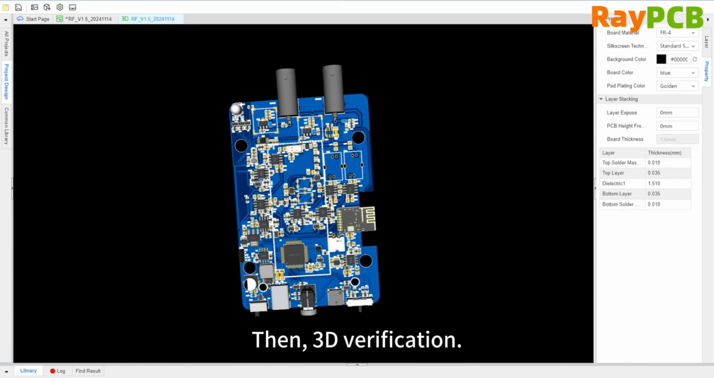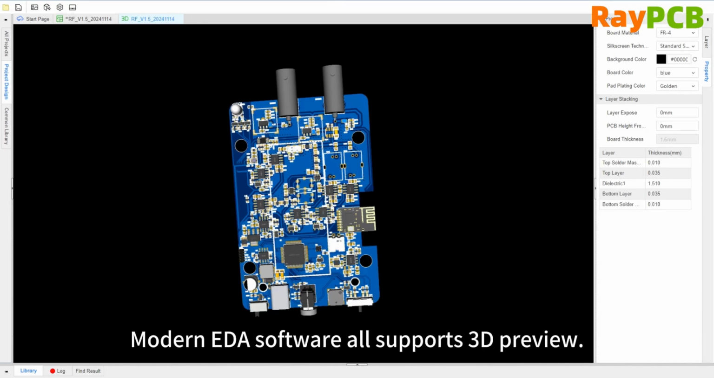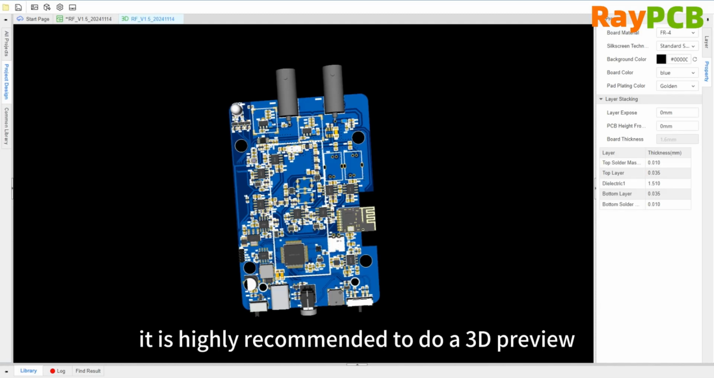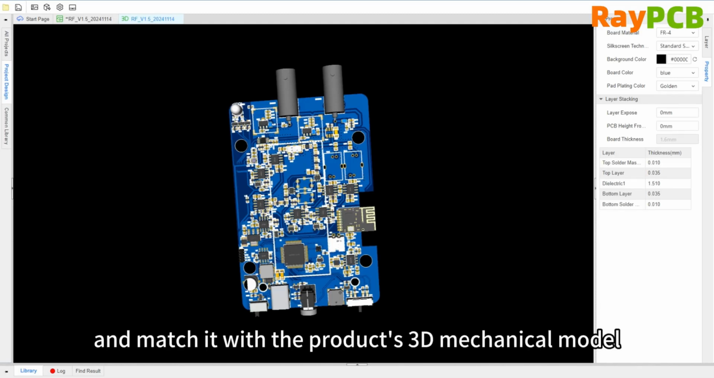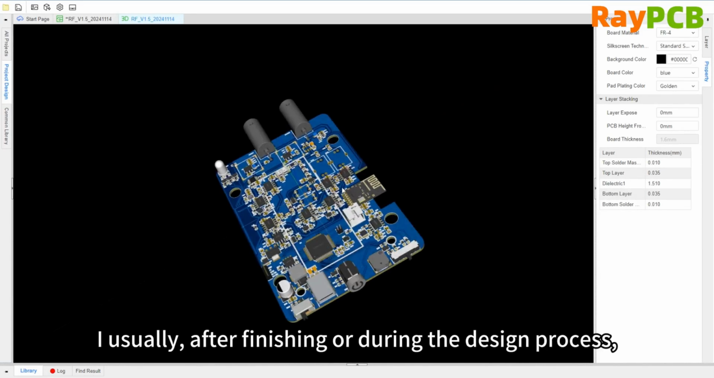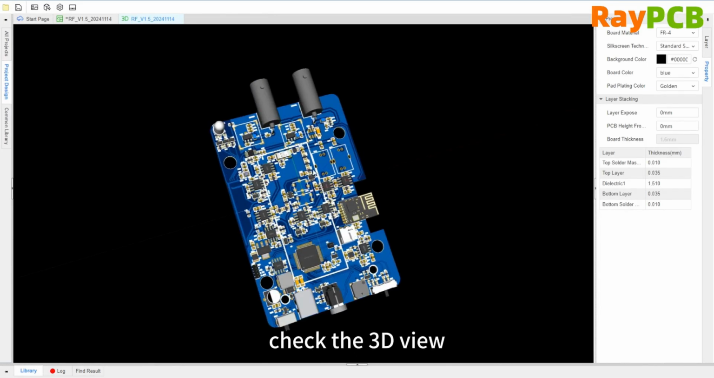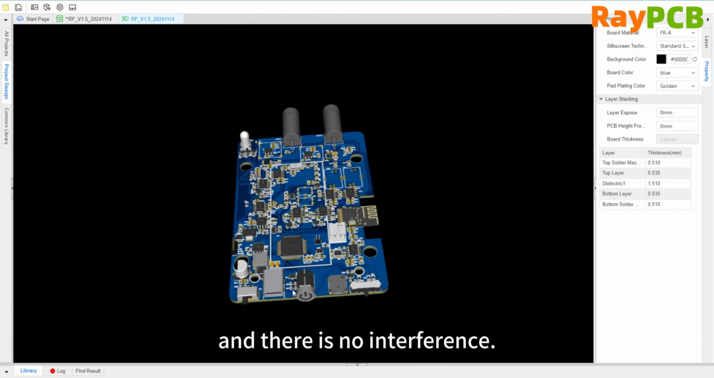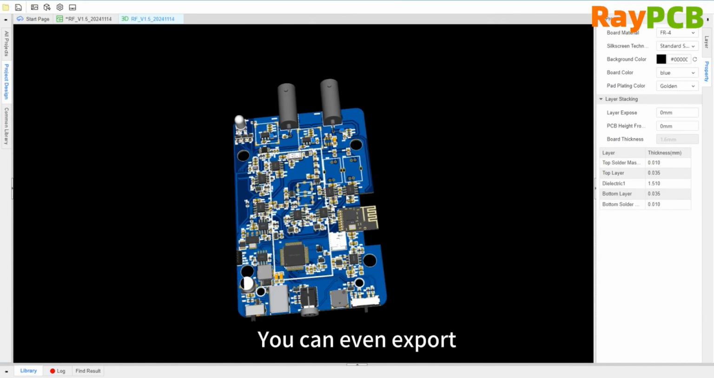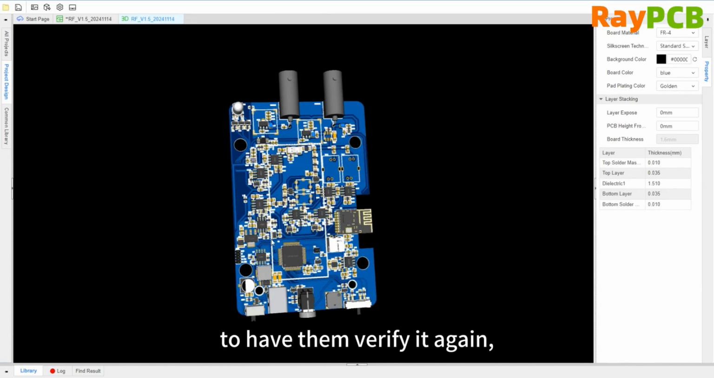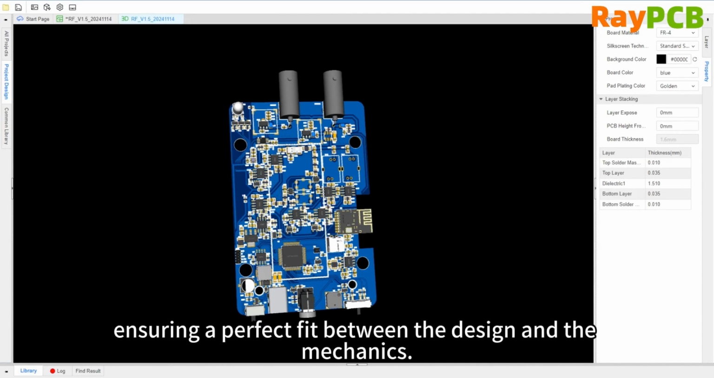And then there's 3D verification. Nowadays, EDA software all supports 3D dependencies. After placing the structural components, it's strongly recommended to perform 3D dependency checks and match them with the product's 3D structure to identify any interference issues in advance. For example, after I finish designing or even during the design process, I usually check the 3D model to make sure the placement of these components is appropriate and there are no interferences. You can even export it as a 3D file and give it to the structural engineer for further verification, ensuring perfect coordination between the design and the structure.